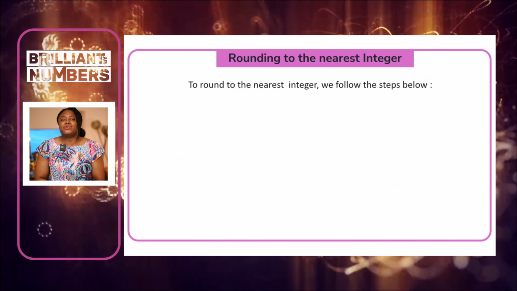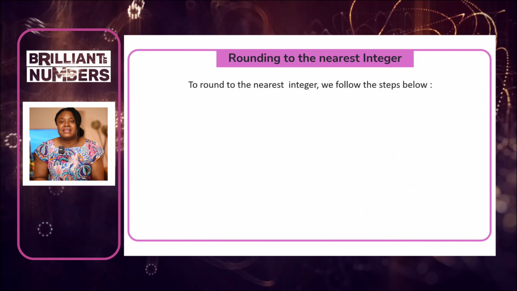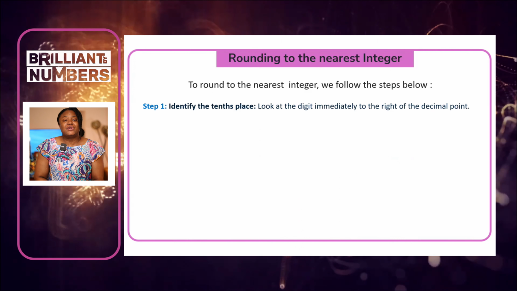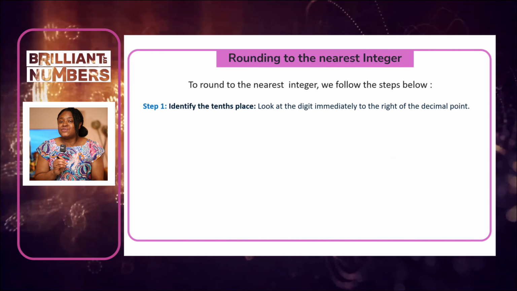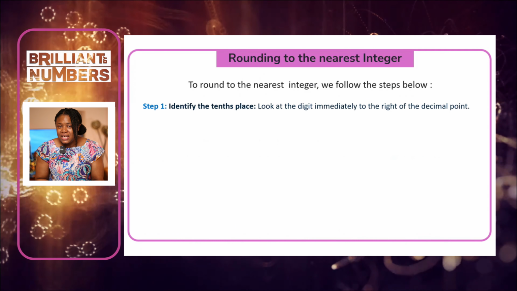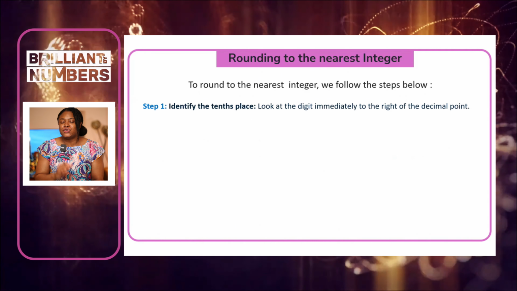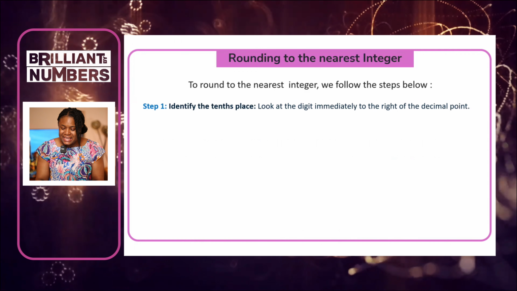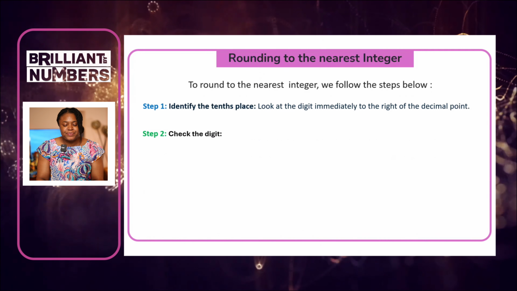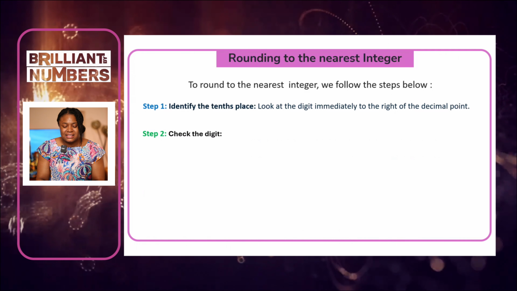Now, how do we round to the nearest integer? So to round to the nearest integer, we simply follow these steps. Now we need to write these down. So step 1, in order to round to the nearest integer, I first of all need to identify the 10th place, which actually is the number that comes exactly after the decimal point to the right. So the number immediately to the right of my decimal point is my 10th place.